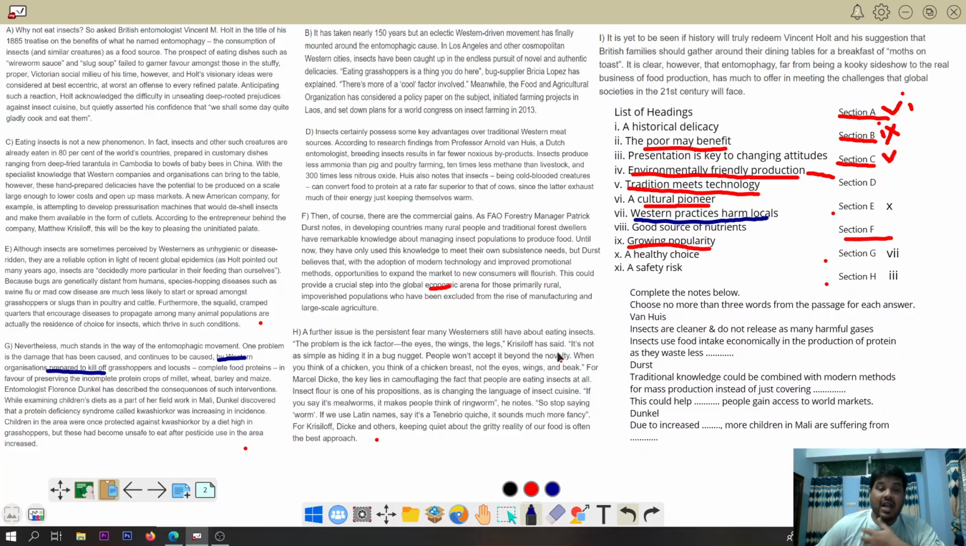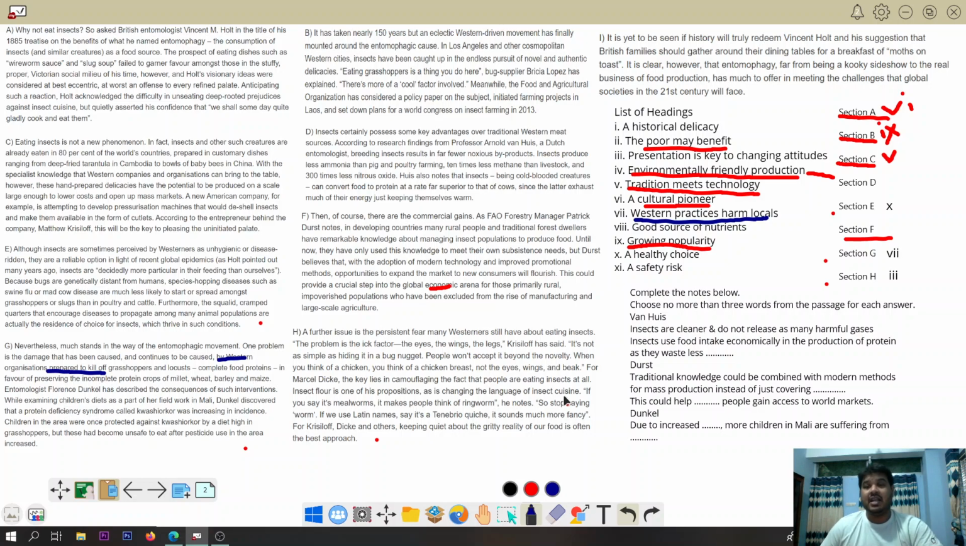Now, it's not as simple as hiding it in a bug nugget. People won't accept it beyond the novelty. When you think of a chicken, you think of a chicken breast, not the eyes, wings, and beak. For Marcel Dick, the key lies in camouflaging the insect. So insect flour is one of his propositions, as it's changing the language of insect cuisine.